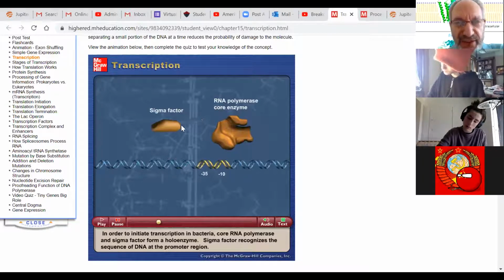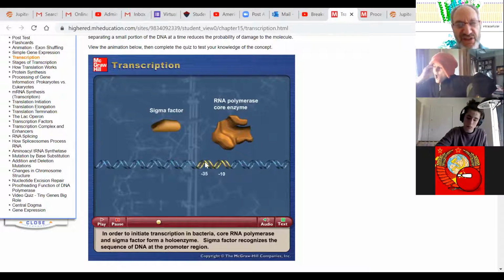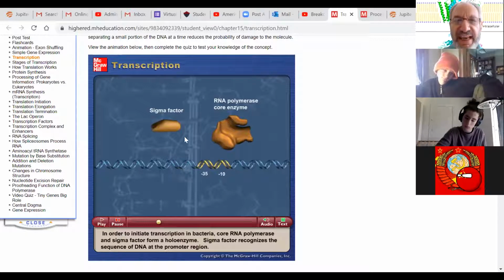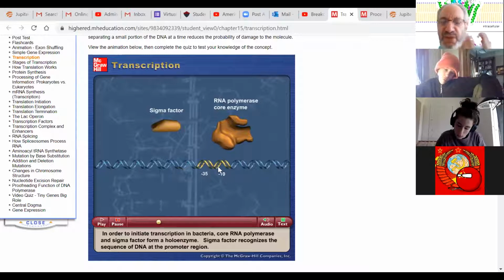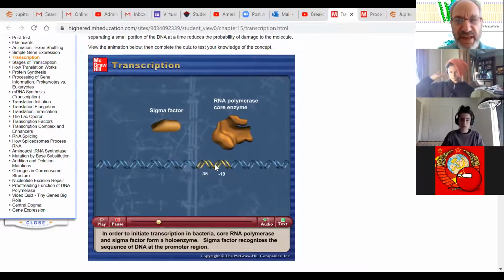And the sigma factor is needed because it recognizes the nucleotide sequence in this promoter region, so it knows where to bind. If you didn't have the sigma factor, this guy would not know where to bind on the DNA. So you need both of these together in order to successfully begin transcription. And what that implies is that at the beginning of every gene, it has the exact same sequence. So the sigma factor is able to bind to this specific sequence. It'll vary, but there are similarities and there are differences, but there are enough similarities that sigma factor is always able to find it.